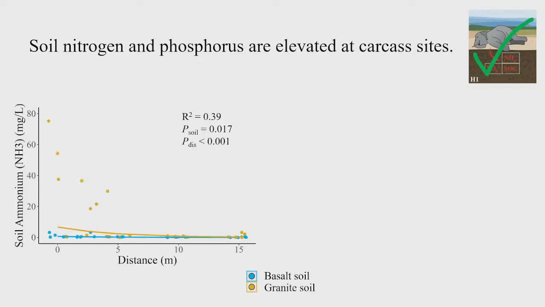If you look here on the x-axis, you get further away from the carcass as you move along the x-axis, with soil ammonium on the y. Basalt soil is blue and granite soil is yellow. You can see that especially in the granite soil, there's a decrease in soil ammonium with distance. Interestingly, not with nitrate yet, just with ammonium, so that conversion hasn't really happened in the 2-year time span.